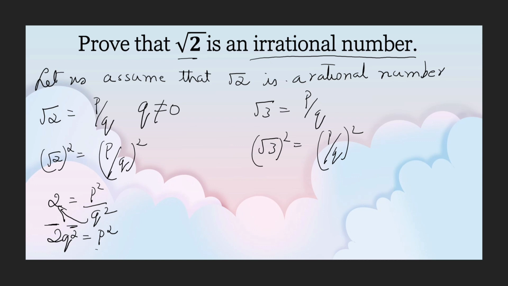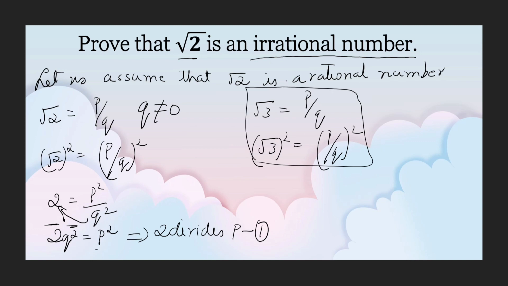So it means that 2 divides p square. It also means 2 divides p. Let it be equation number 1. Here also, if you continue this one, here comes 3 divides p. Okay, let it be. Let us continue.